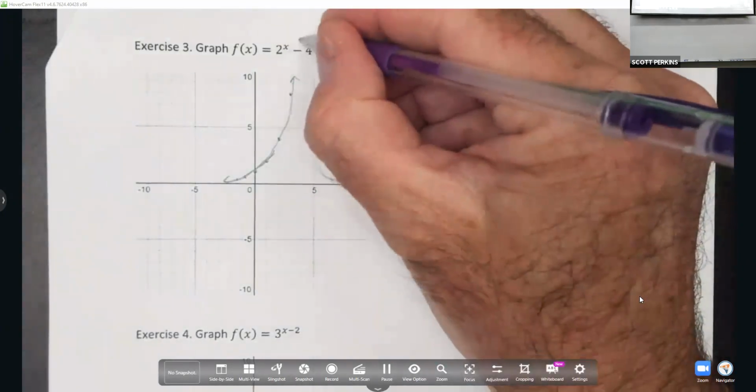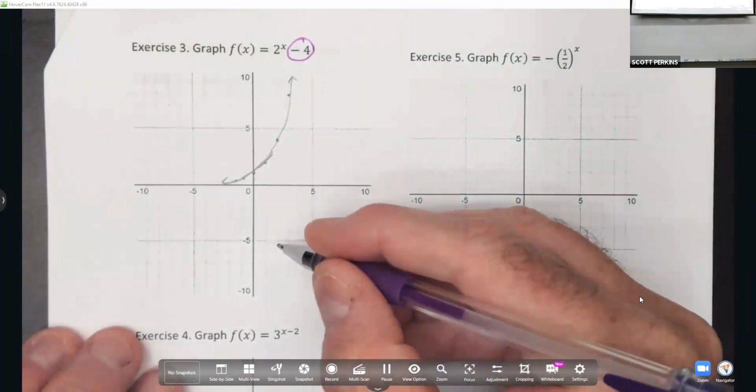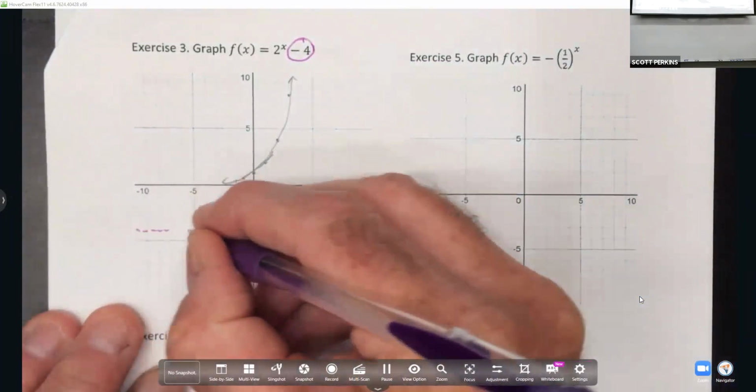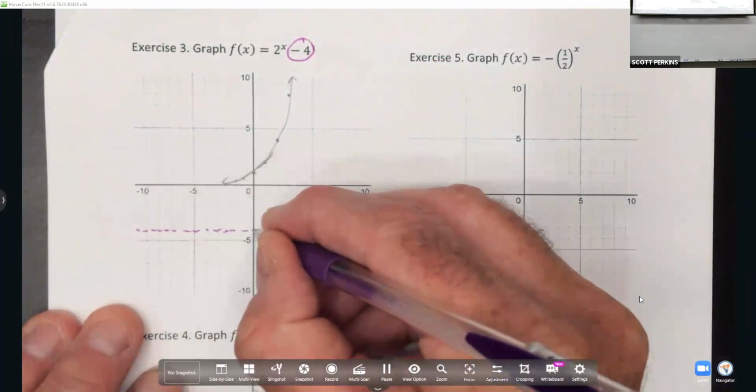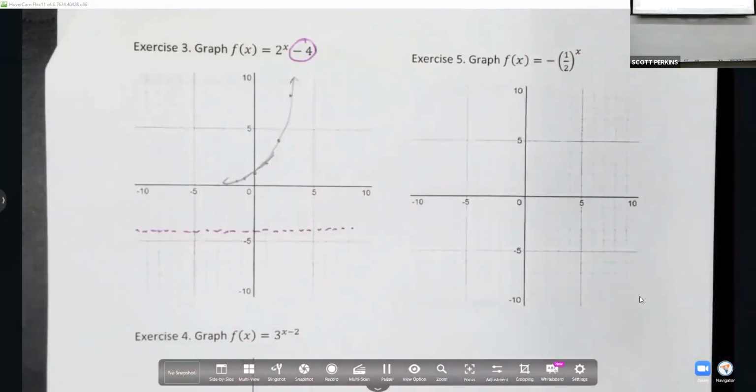What does this minus 4 right here do to my basic graph of 2 to the x power? Brings it down 4. It is external to the function. It's not attached to the x, so that is doing something to my y value. So it's going to bring the whole graph down 4. Since it is a vertical translation, I'm going to take the horizontal asymptote and drop it down to -4. That way I know where my landing strip is for my curve.